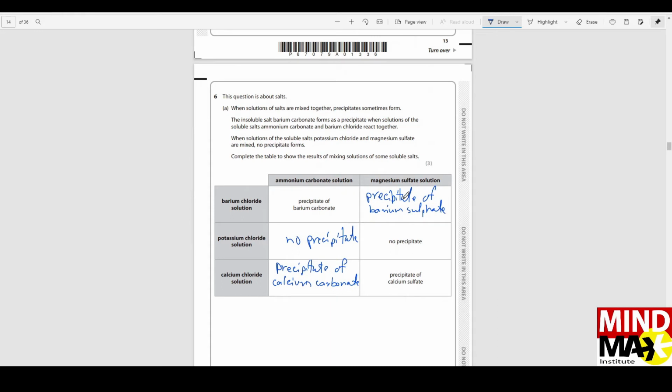Then this one, you have to answer whether it forms a precipitate or not. Barium chloride with magnesium sulfate will form barium sulfate plus magnesium chloride. Barium sulfate is insoluble, so it's a precipitate. Then ammonium carbonate with potassium chloride. Any ammonium salt or any potassium salt is always going to be soluble. So ammonium and potassium will never form insoluble salts. So it's no precipitate. Then in this one, calcium chloride with ammonium carbonate, it's going to form calcium carbonate and ammonium chloride. Calcium carbonate is insoluble.